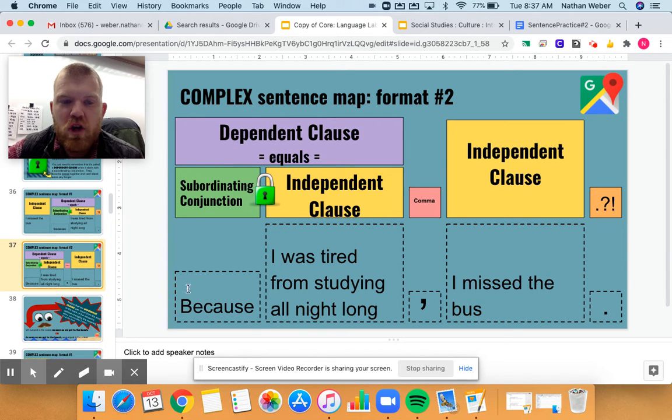So subordinating conjunction, because I was tired from studying all night long, comma, I missed the bus. So you got your dependent clause, and then that equals subordinating conjunction, locking in with an independent clause, because I was tired from studying all night long, comma, I missed the bus. So there's your subordinating conjunction, your independent clause, your comma, and then your independent clause, I missed the bus.